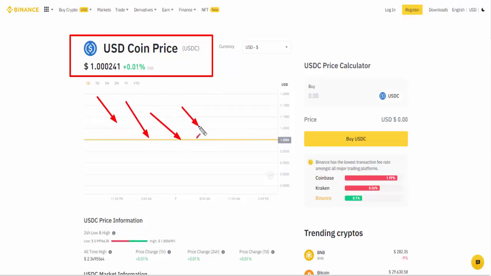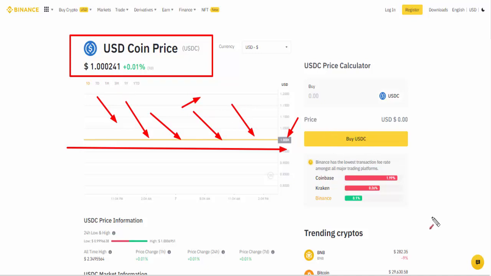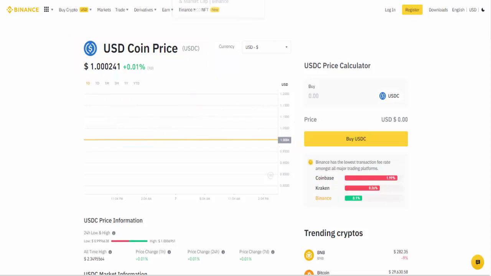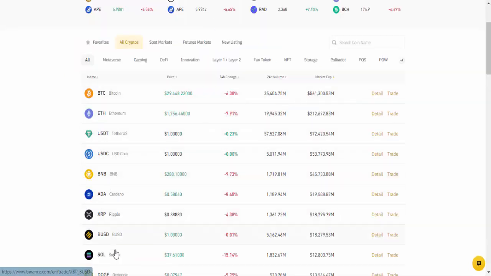As you can check out, this is the last 28 days line of this coin, and it is almost parallel, and the current price of this coin is 1.000241, which is almost the same as $1. So this is all about the tutorial of these two stablecoins that you can use to purchase things, or use to trade in your other coins.